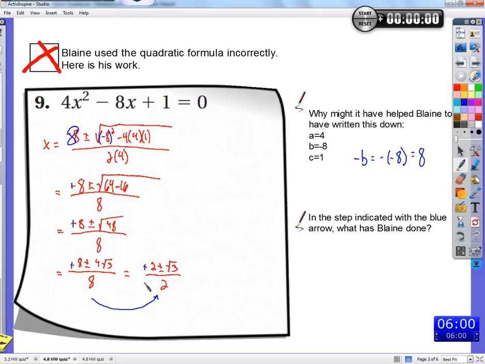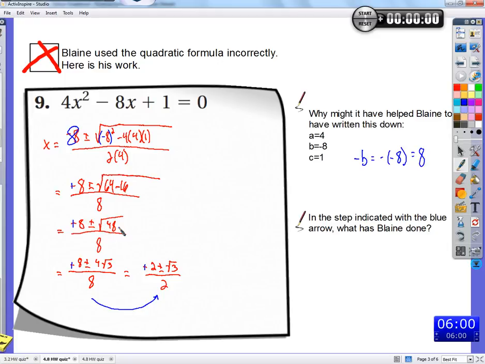Do we have an answer for what he did? Divided by 4. The thing that's important that I want you to see is, Blaine did this correctly, even though what he should have had was a positive 8. It was a small mistake. He divided by 4 in every term that you see. And also, he didn't try to do it back here, where there was a number inside the square root.